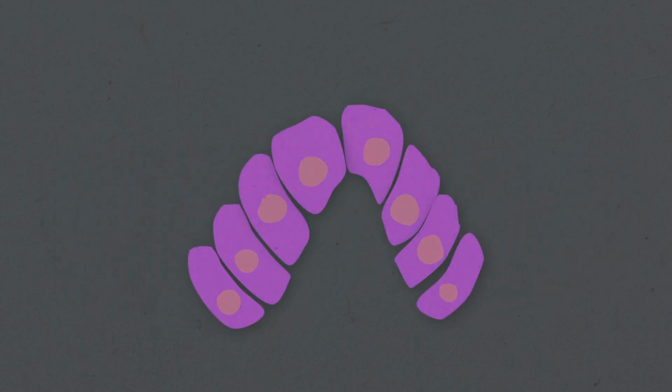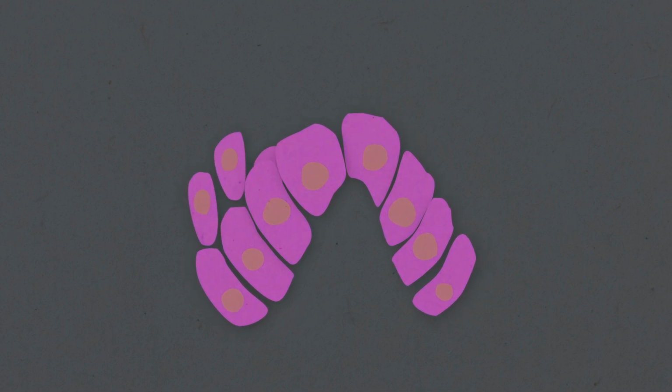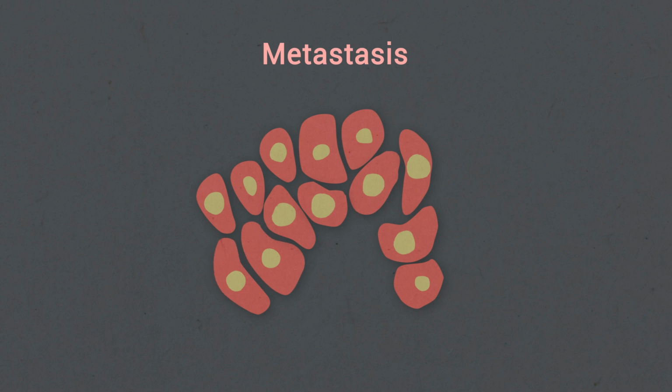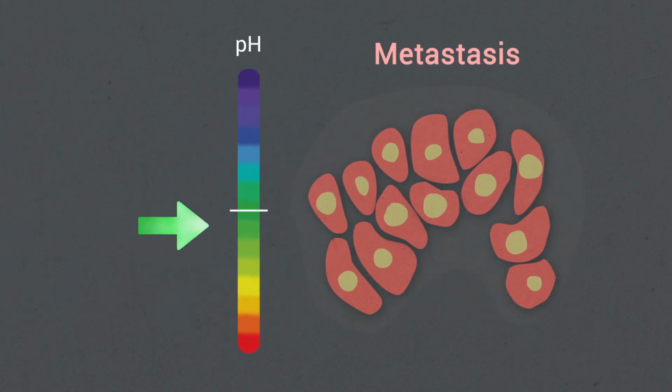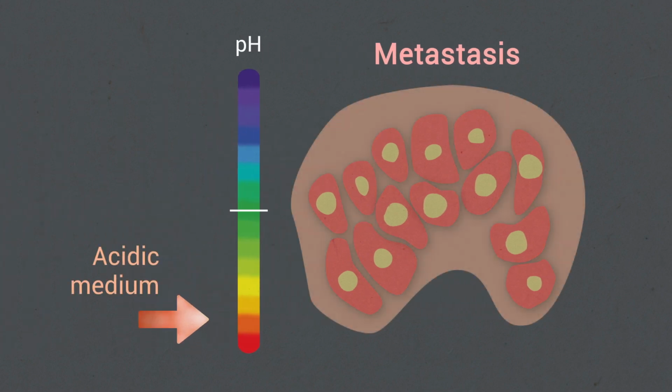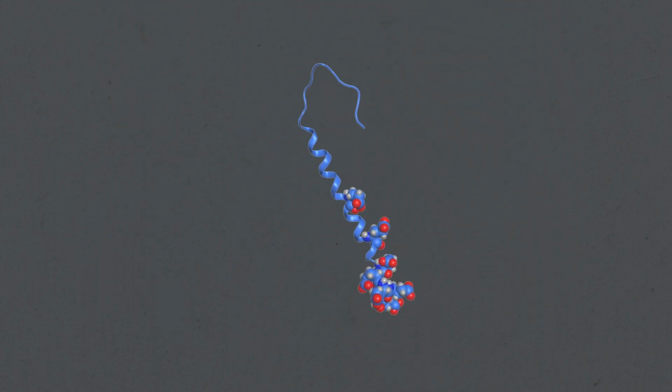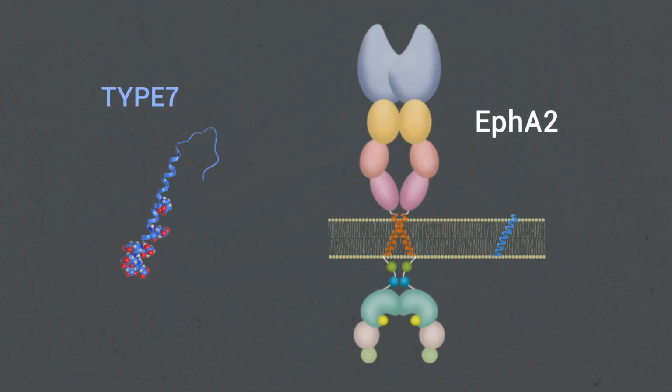and survival. Misregulation of the EphA2-ephrin A1 signaling axis causes aberrant cell-to-cell contacts that contribute to metastasis. Solid tumors are characterized by an acidic extracellular medium. We took advantage of this tumor property to create Type 7, a transmembrane ligand for EphA2.